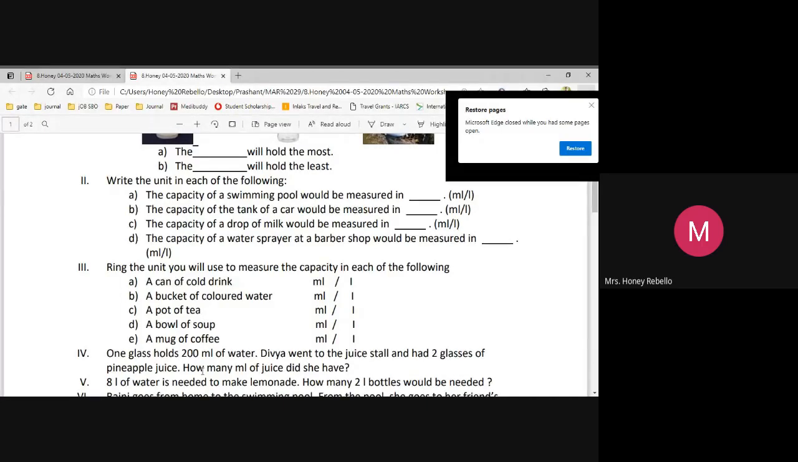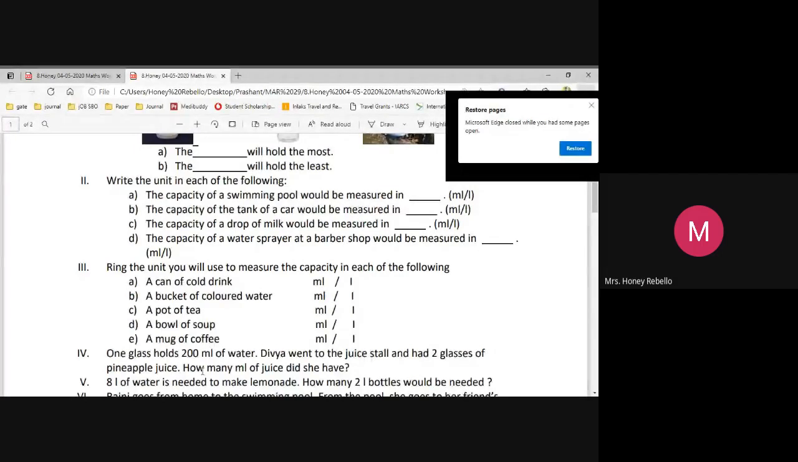How will you say? Liter. Very good. Liter. Bigger than a bottle. One bottle contains 1 liter of water or milk, oil, whatever. So bigger things you have to use liters. It's not necessary for you to learn it by heart, but you have to keep in your mind for you to go to the next class.